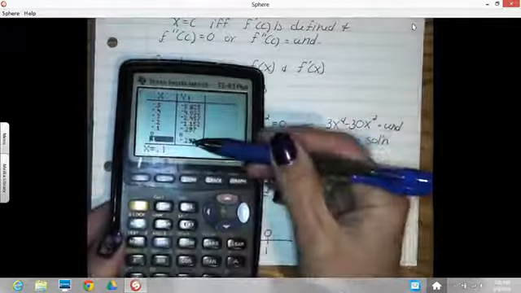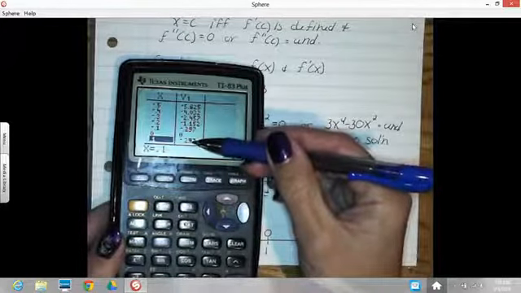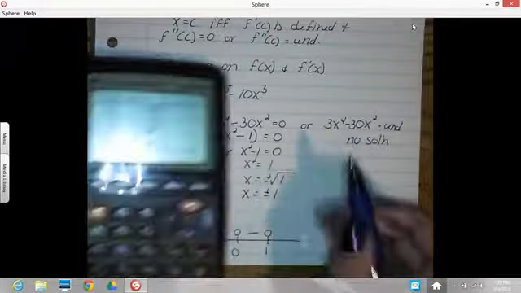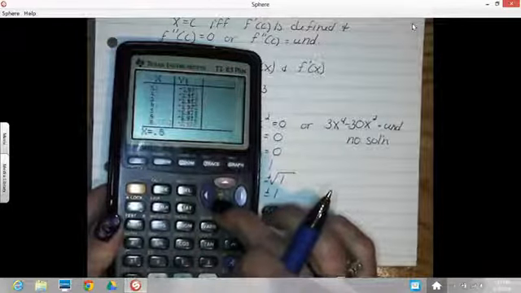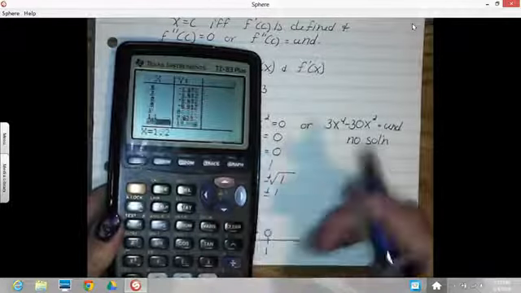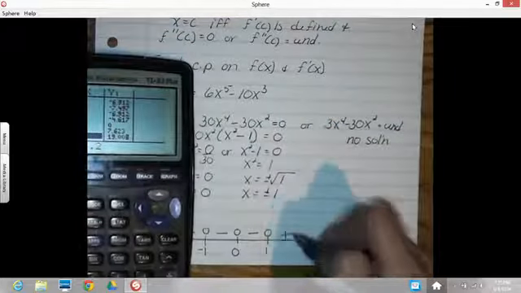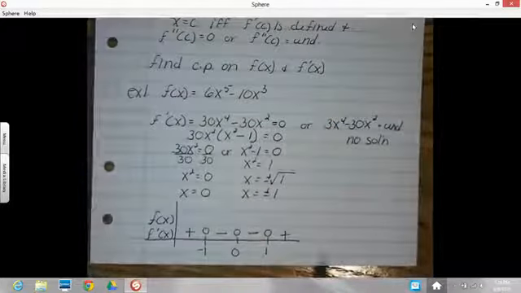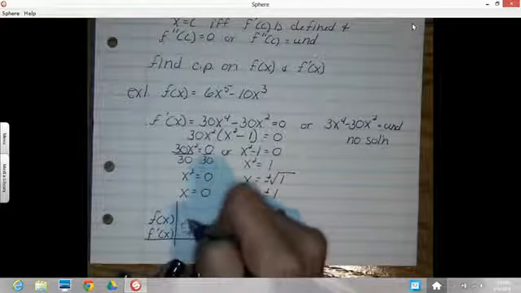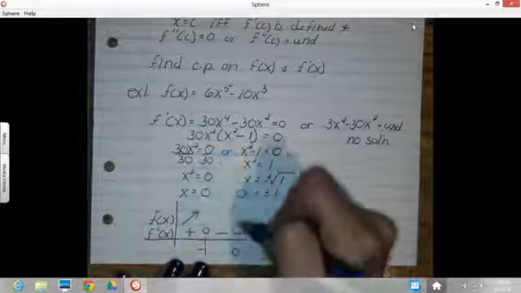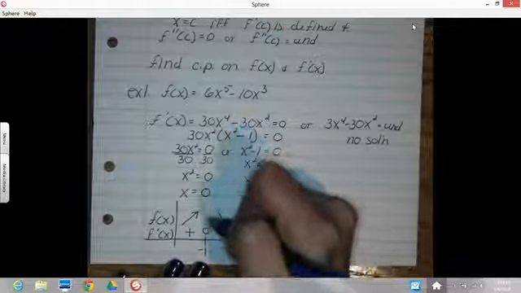Okay, after the 0, again, I can see there's still negatives. And then I got to get to the 1. And then after the 1, I'm back to positives. So now I know exactly what these are going to be when I fill this in. Original function was increasing. Then it decreased. I know I've got a max here.